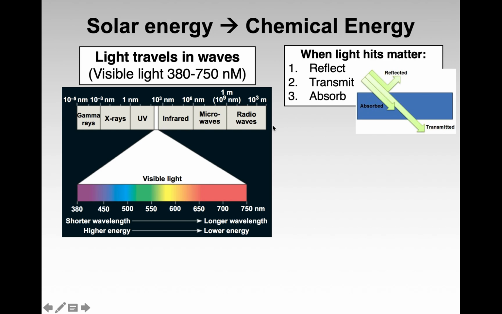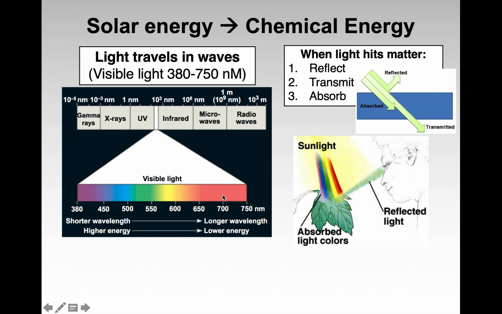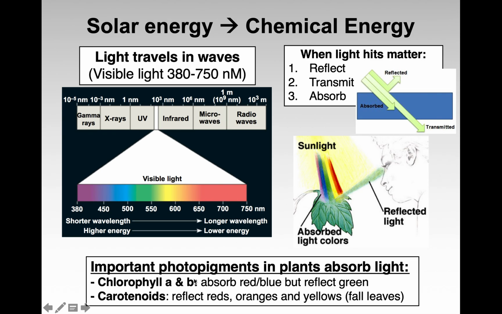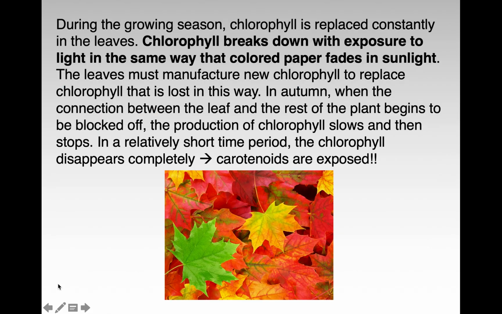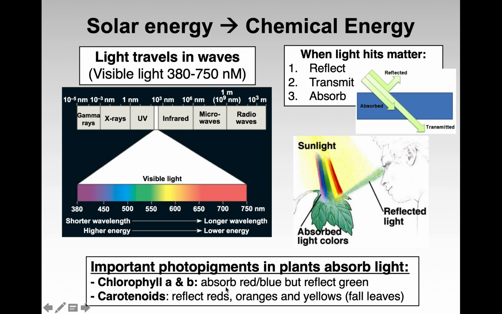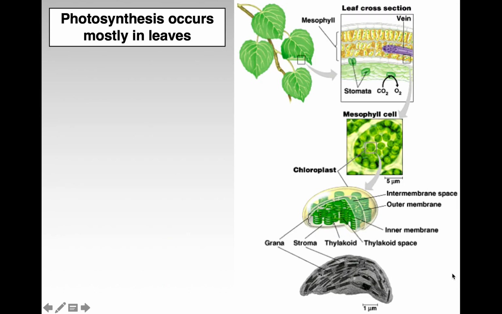Solar energy is very interesting and complicated. It travels in waves. We have a visible light spectrum. For us, what is important is that there are photopigments in plants that absorb the light. Chlorophyll a and b, for example, are the most abundant. They absorb red and blue light. They reflect green. That is why we see leaves as green. Carotenoids reflect these beautiful fall colors, and that's what we see there.